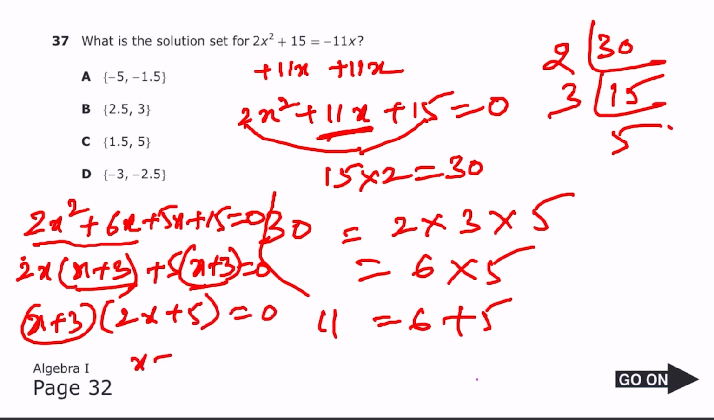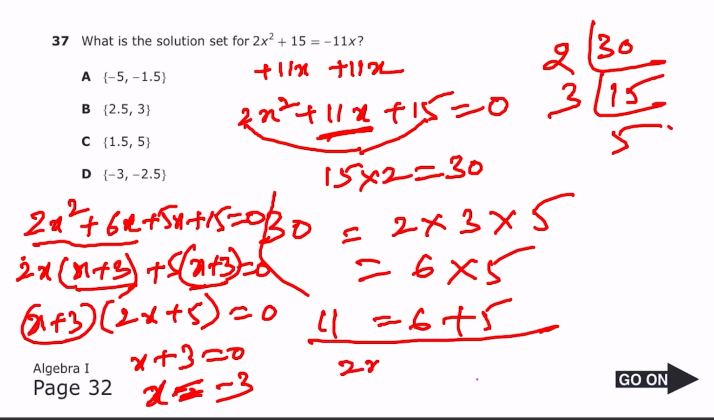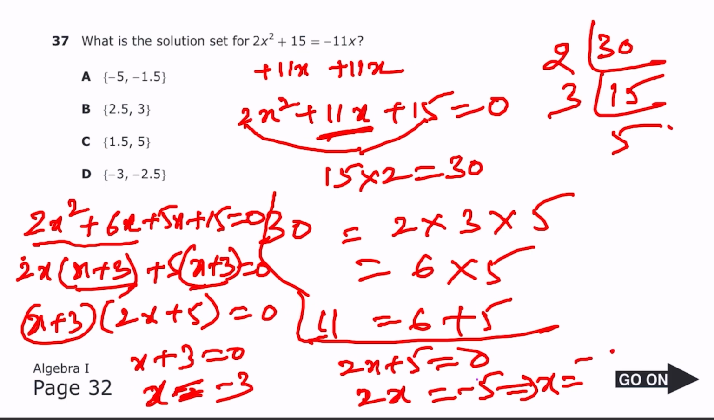So you're getting x plus 3 is equal to 0, which means x, you put minus 3 on both sides, you're getting x is equal to minus 3. And here 2x plus 5 is equal to 0 implies x, if you take minus 5 on both sides, you're getting 2x is equal to minus 5, which implies that x is equal to minus 2.5. So where you're getting minus 3 and minus 2.5, that will be the answer. It is D. This is the solution set for this.